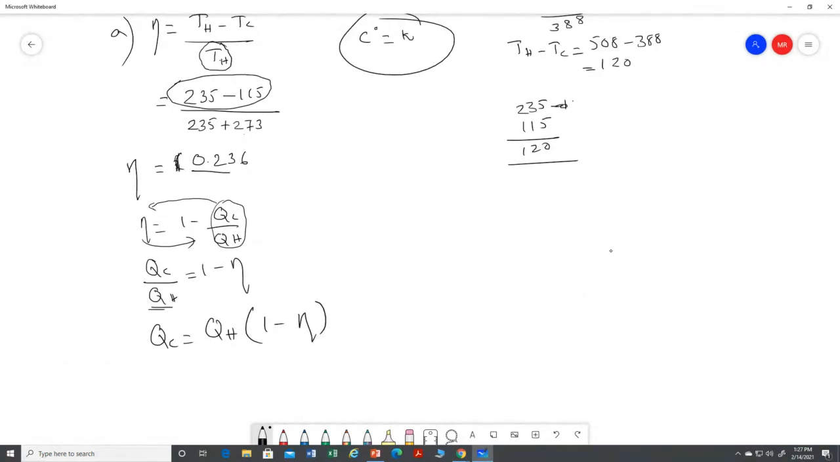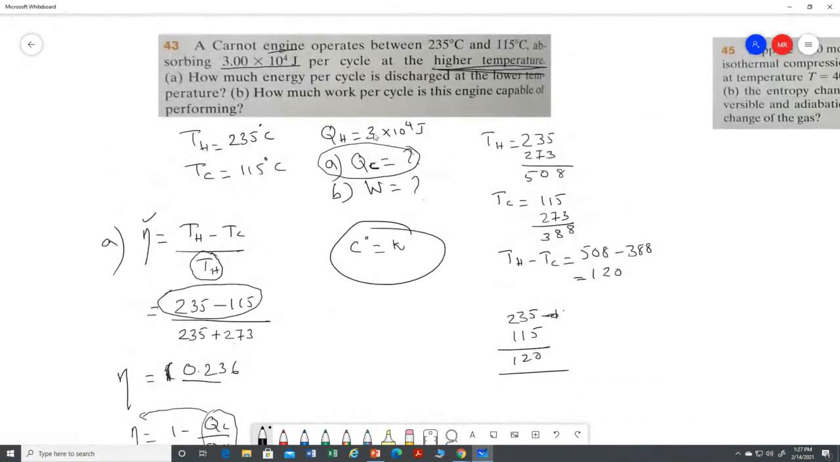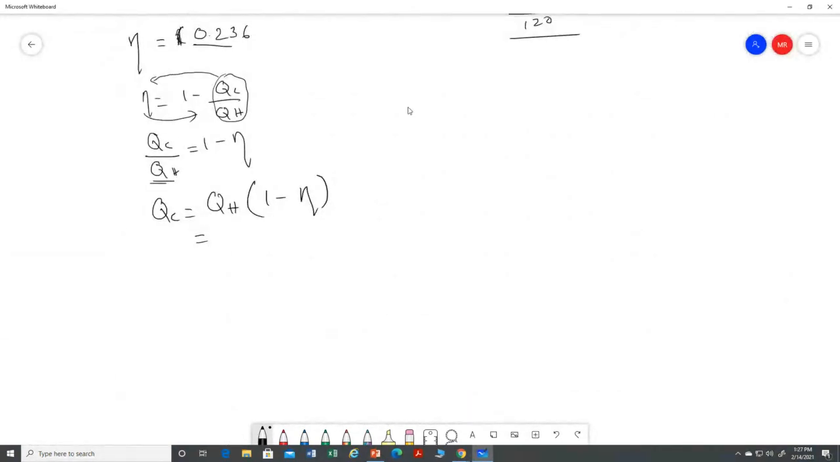Now what is the value of QH? It is already given in the question. QH is 3 multiplied by 10 to the power of 4, times 1 minus the eta value, 0.236. When you work it out, I got 7.08.